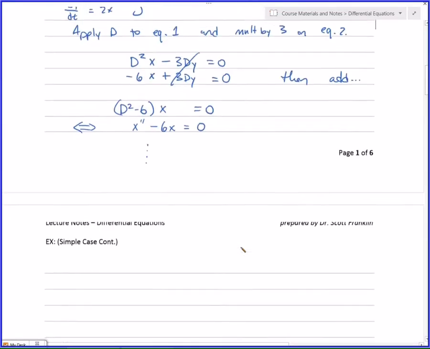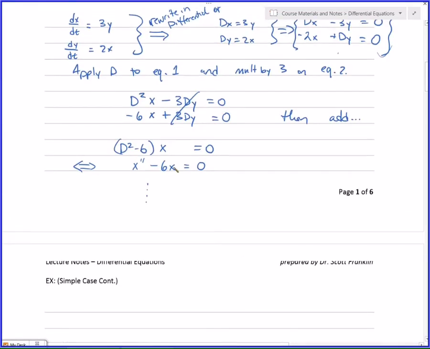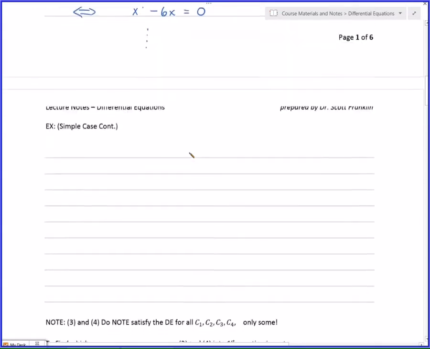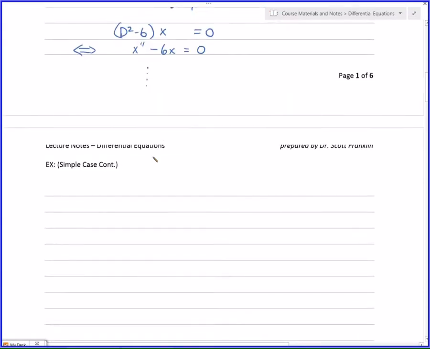Okay, so now we're going to finish this problem. And we're going to finish it by solving this differential equation for x, and then go back and solve for y in almost the exact same way. Okay. So, x double prime minus 6x equals 0. How do we solve this homogeneous linear differential equation with constant coefficients?